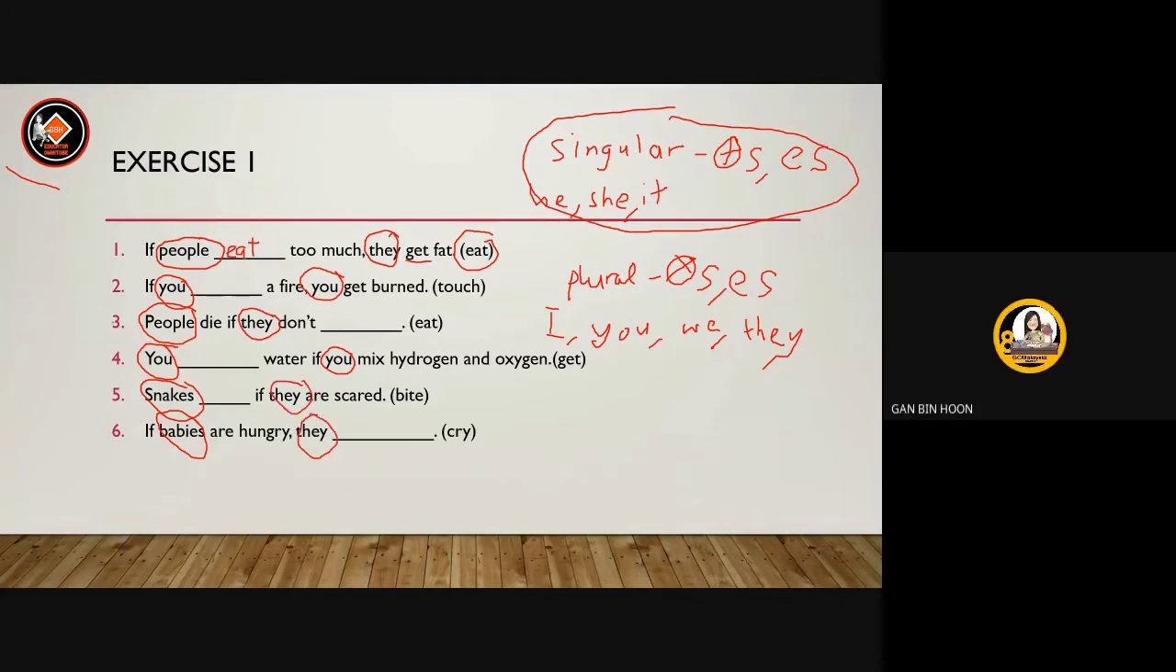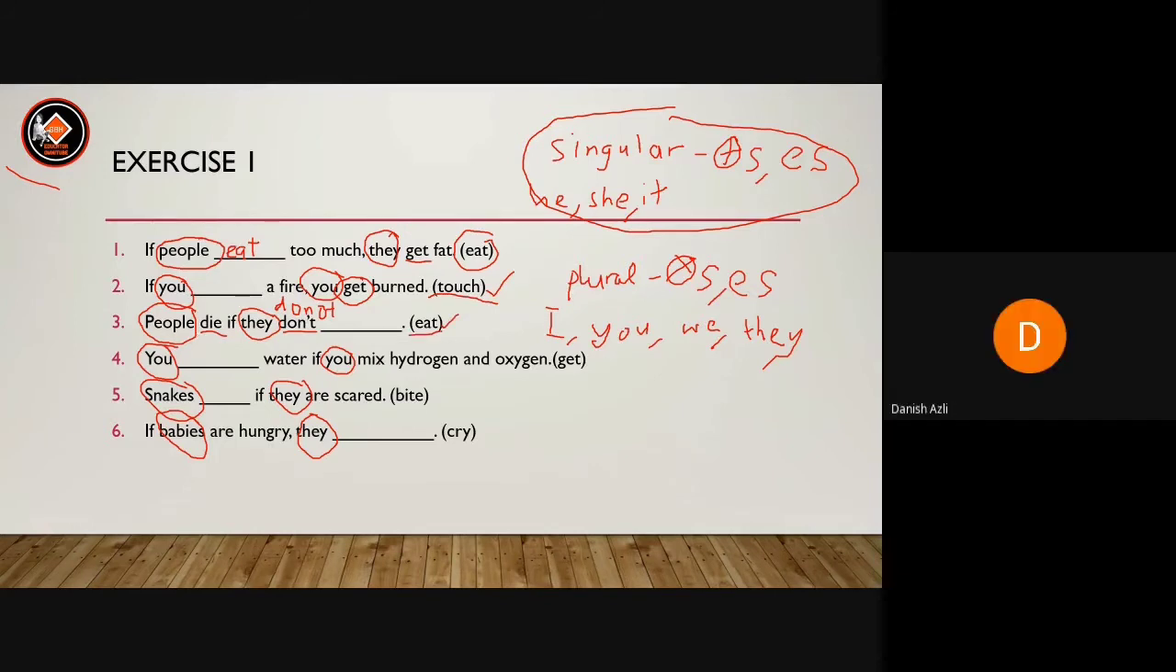Okay, so let's look at number 2. If you touch, good. The answer is touch. Okay, if you touch fire, you get burned. Do you see the get? Get has an S, right? Okay, next. Number 3, people die if they don't eat. Also it is from the words do not, right? Do. So people die if they don't eat.